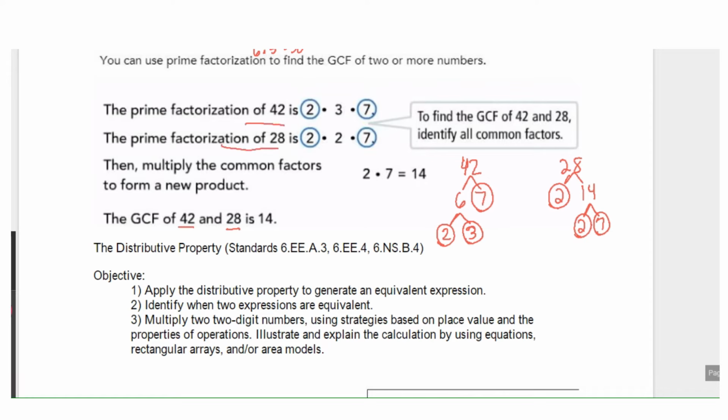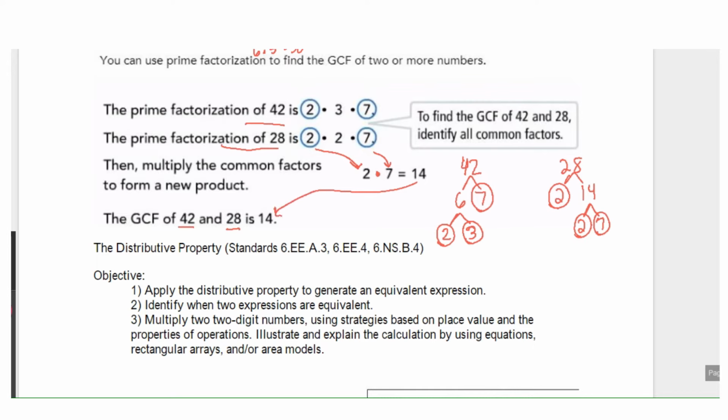And then you want to factor out the prime factors that are common. So we have a 2 that's common. So to make up the greatest common factor, you will do 2. And then you can factor out a 7 from both of those. And since those are factors, we're going to multiply them. So you have 2 times 7, and that's how we got 14, the greatest common factor. So the greatest common factor of 42 and 28 is 14.